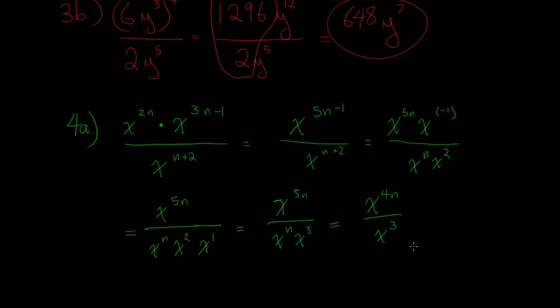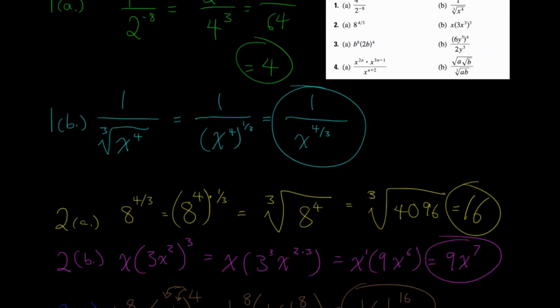Alrighty, and if you want to get it in just one x, this can come back up here, making it x to the 4n times x to the negative 3. And you're just adding those, so the final answer would be 4n minus 3. That was a doozy. I had to think about that one a little.